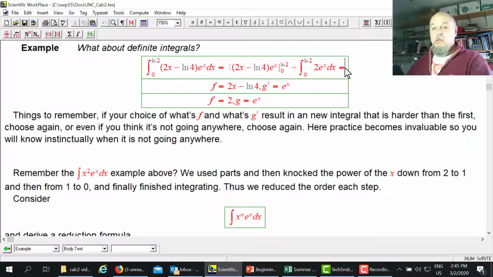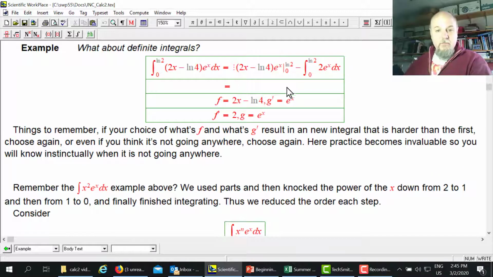And now let's finish up with this here. This means on this side, sub in the ln 2 for x minus sub in the 0 for x. So it's like we already integrated, and we did. Remember from the integration by parts 1 video, this was just p prime that we integrated. So it's sub in the ln 2 for x, so that's 2 ln 2 minus ln 4, minus, when I sub in the 0 for x, that's going to be 0 minus ln 4.